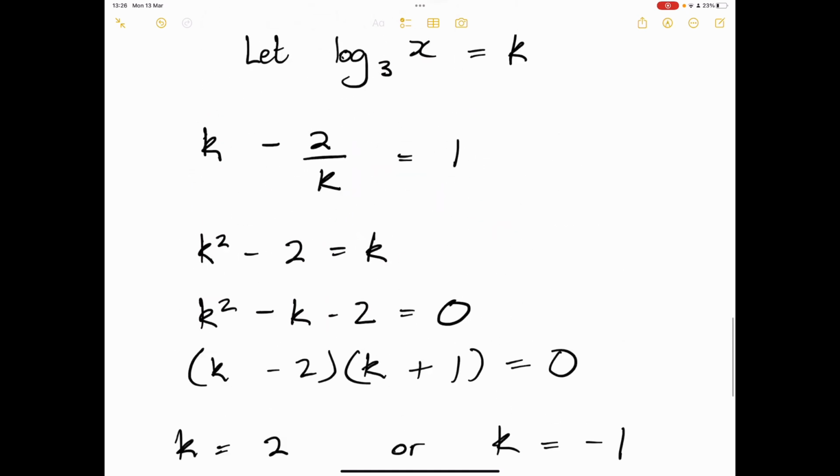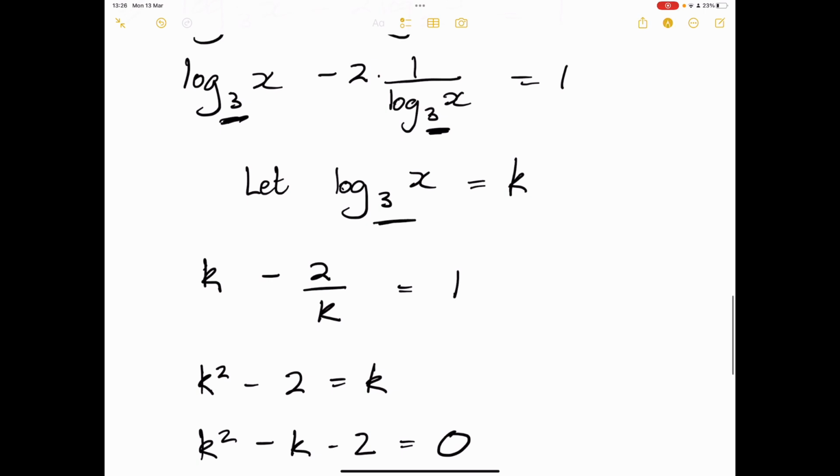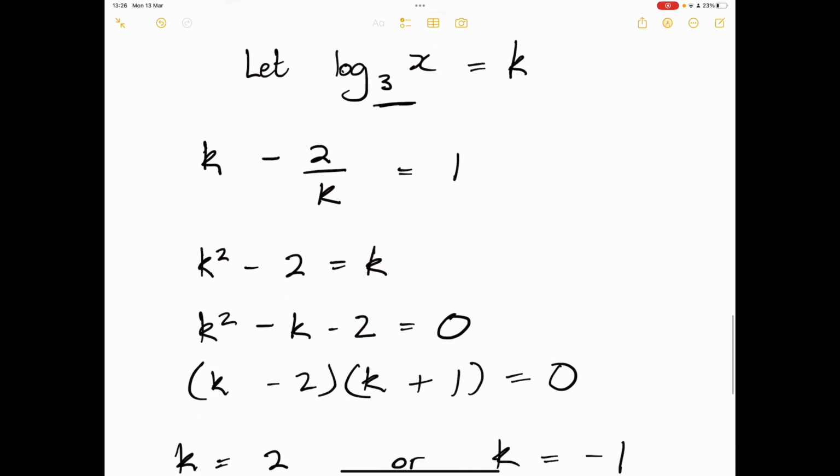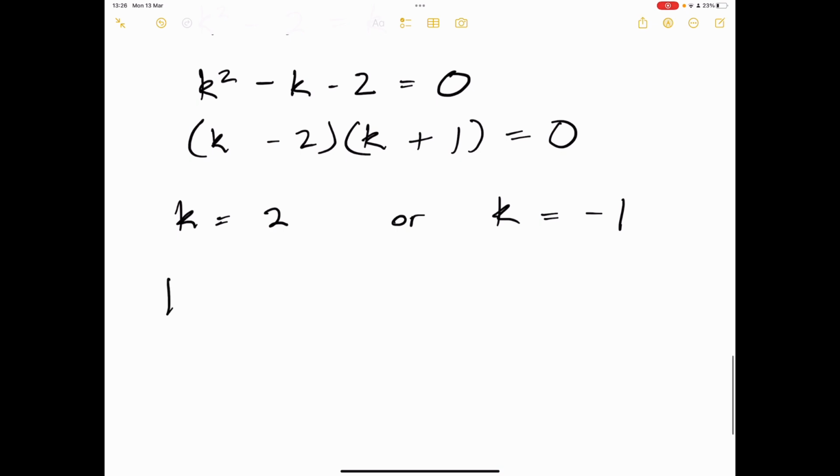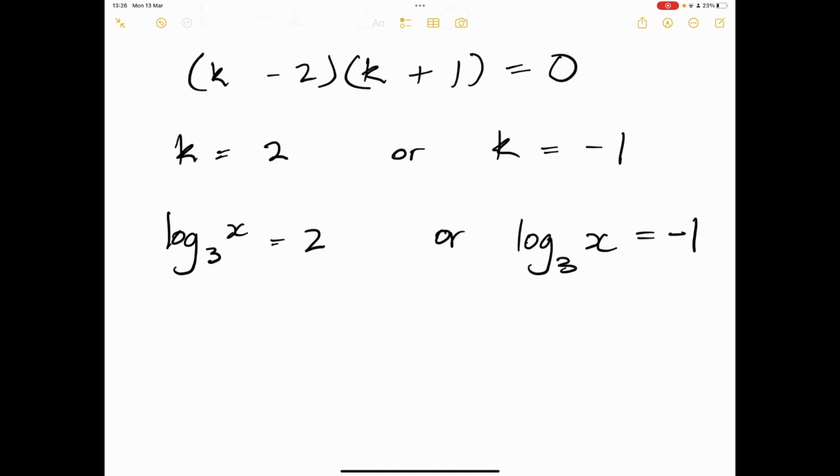Now let's take back what we have. Remember that log of x base 3 is k. So that means log of x base 3 is equal to 2, or log of x base 3 is equal to negative 1.